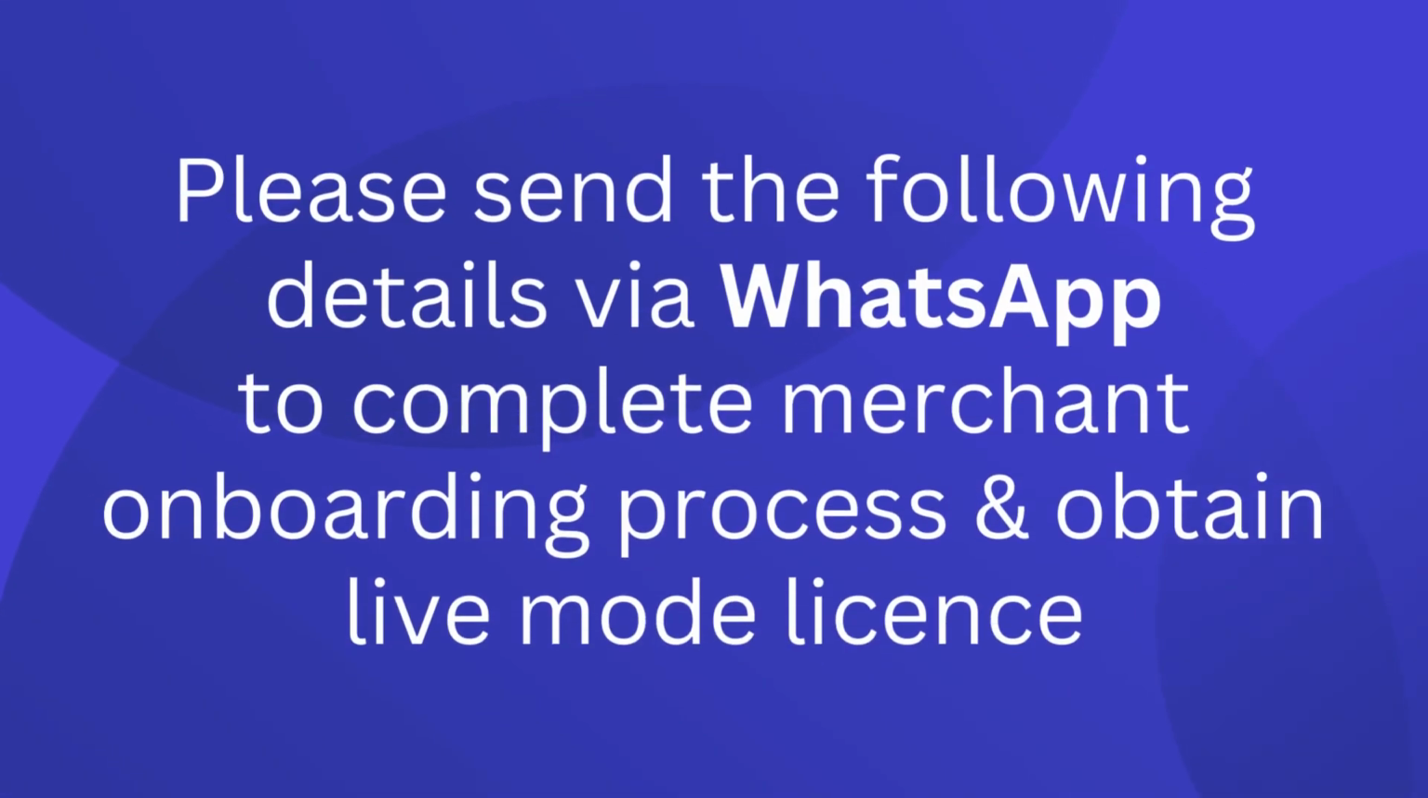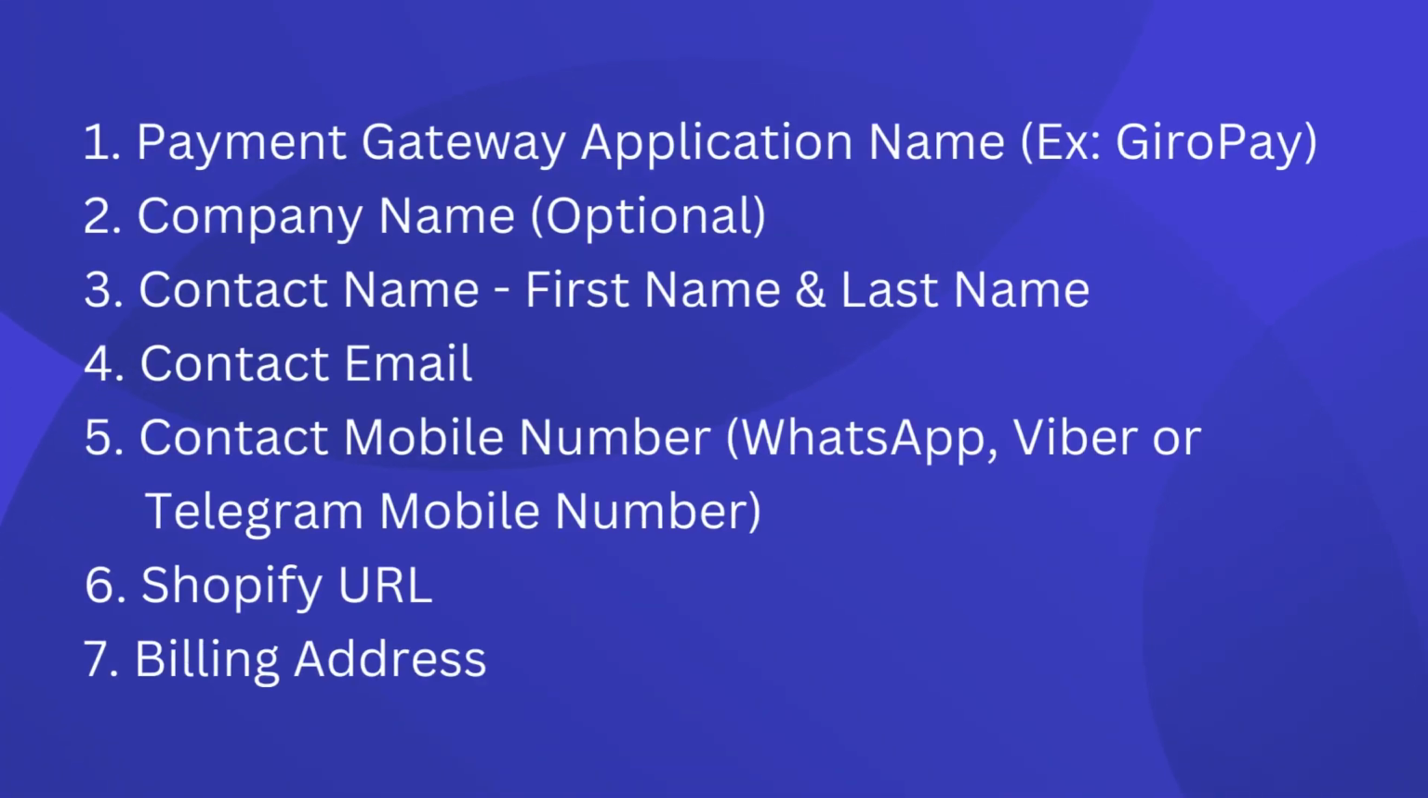Please send the following details via WhatsApp to complete the merchant onboarding process and obtain a live mode license. 1. Payment gateway application name, example, Giropay. 2. Company name, optional. 3. Contact name, first name and last name. 4. Contact email. 5. Contact mobile number, WhatsApp, Viber, or Telegram mobile number. 6. Shopify URL.